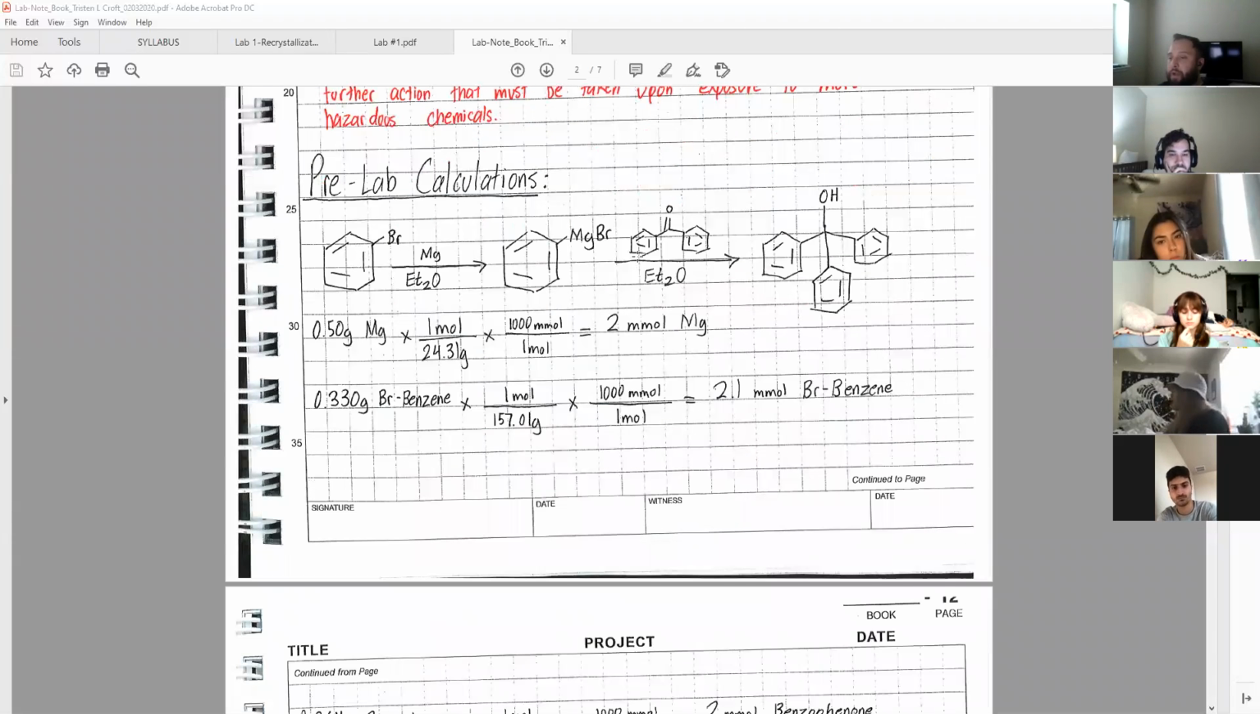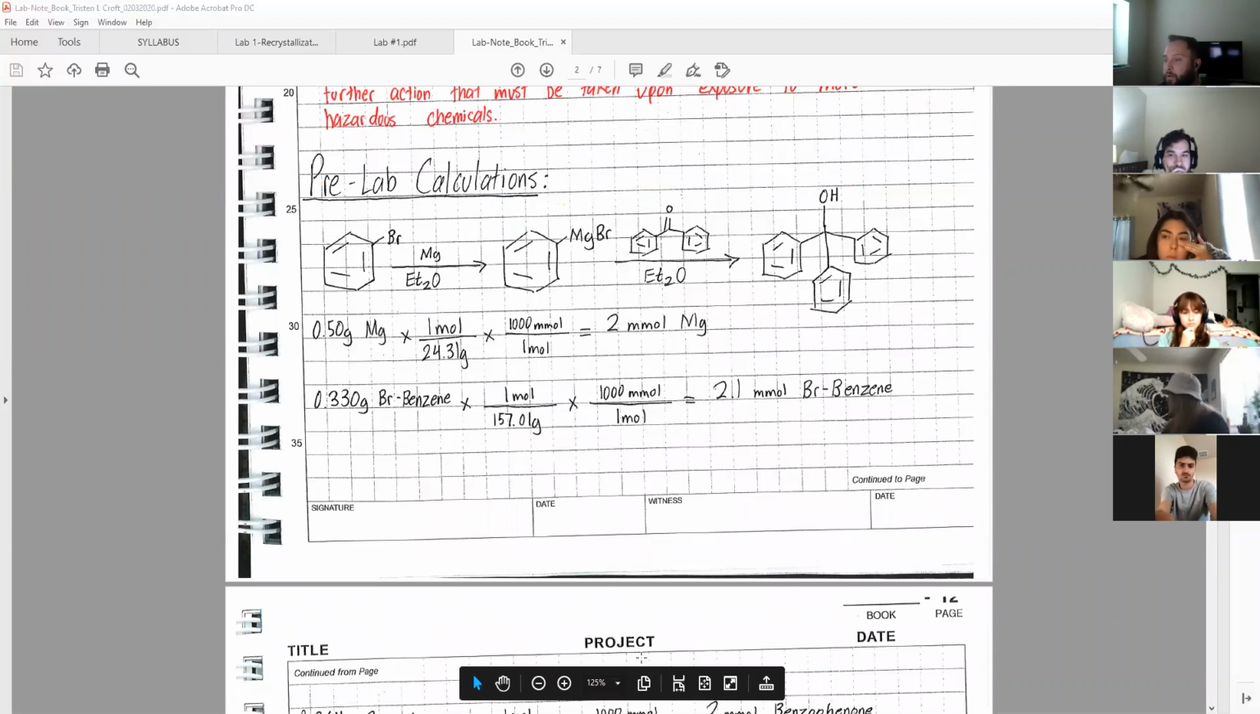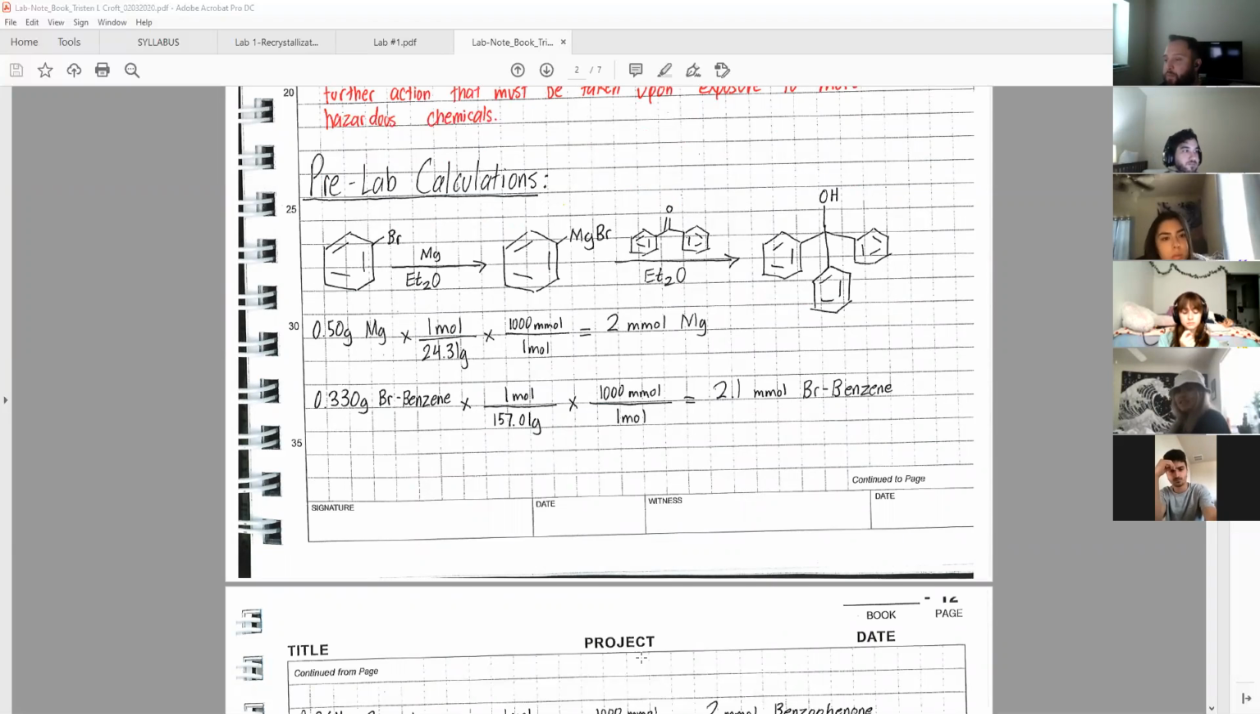And so, yeah, pre-lab calculations. Here's just a reaction, different steps, different reagents that they're using. Someone asked about changes to the experimental procedure in the post-lab notebook. You don't have to do it, because you're not actually doing the lab.